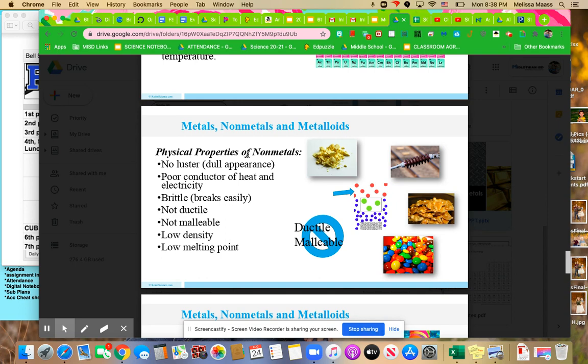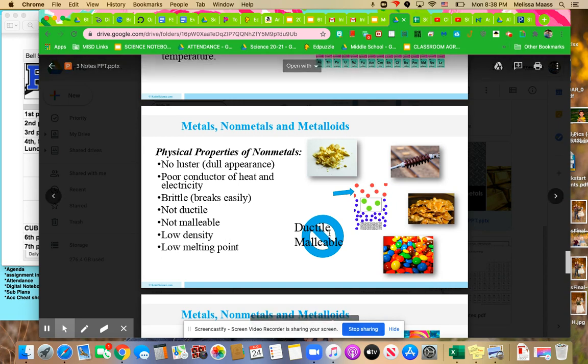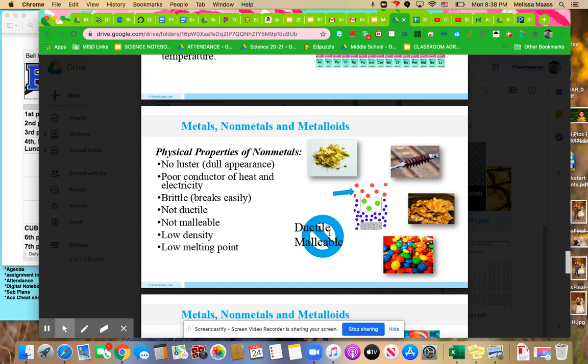They're going to be very dull. They're not going to be shiny. Dull, like this picture, just dull. They're poor conductors. They don't conduct heat or electricity well at all. So they're just the exact opposite of metals.